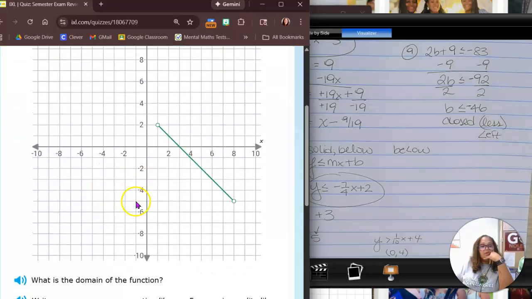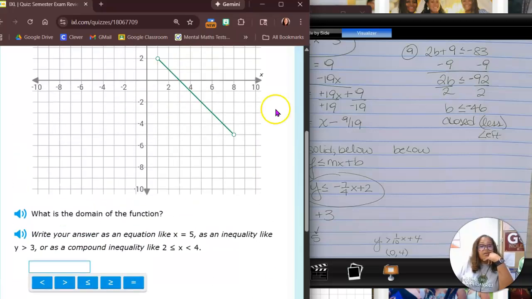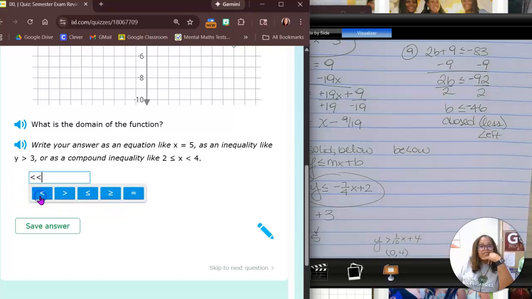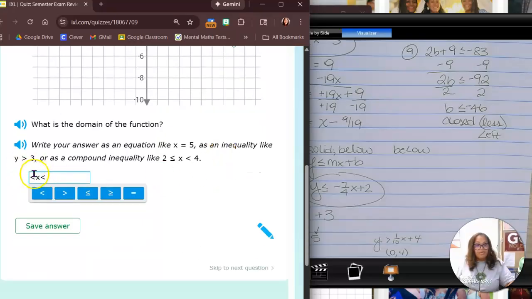All right, domain and range. So here's where I need to look at my point. These are all open circles, so I'm going to be using the less than symbols, so less and less. And it's asking for domain, so the variable that I need to put in the middle is x, because it's x values. So I'm looking at my leftmost x value, which is 1 here, and then I go all the way to my rightmost x value, which is 8. So 1 is less than x, which is less than 8. That's all we're doing there.